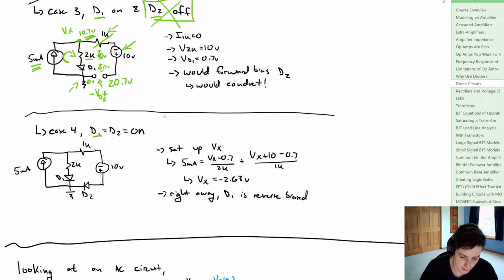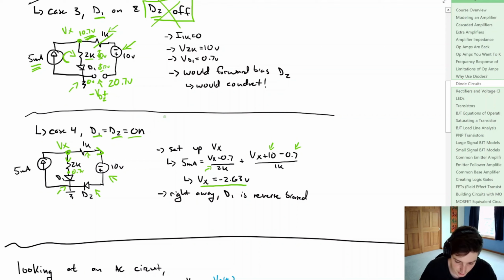Let's say both of the diodes are on, both are conducting. Now we're going to set up a KCL at, again, our point Vx. So we're going to say 5 milliamps goes into it because we have a tie to ground right here. We know that if we are conducting, just above the diode, the anode will be 0.7 volts. So we can say that this current is Vx minus 0.7 divided by that 2K. And then we can do something similar here where we just have the current as Vx plus 10 volts, because of the polarity right here, minus that 0.7 voltage drop of the diode, and that's going to be divided by that 1K resistor.